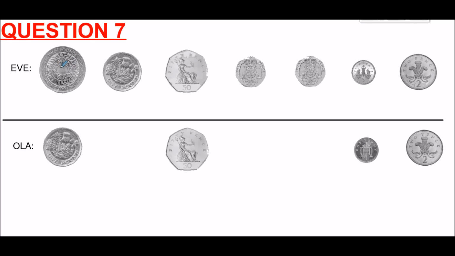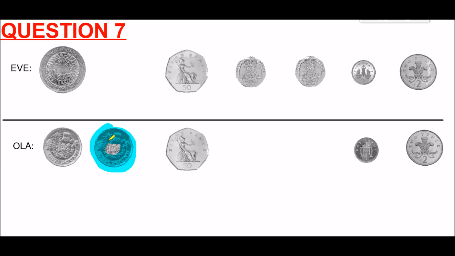So Eve got a £2 coin. Can we make Ola's amount match with that £2 by moving one of Eve's? So what you could do is move £1 from Eve and give it to Ola. And so what I've done here is I've just moved this £1. And so then you can say that, well, this coin is the same value as these 2 coins. They've both got a 50p, so let's leave the 50p. So £2 for Eve, £2 for Ola. 50p for Eve, 50p for Ola.